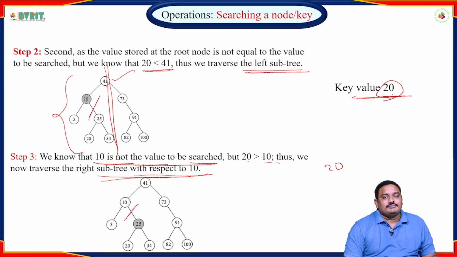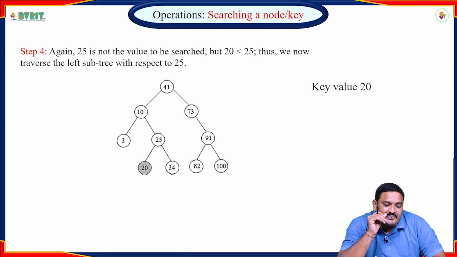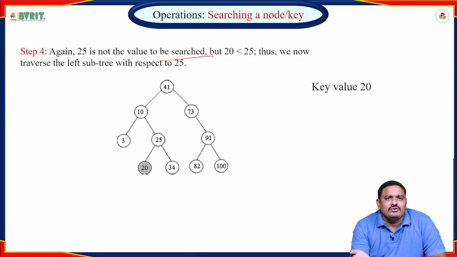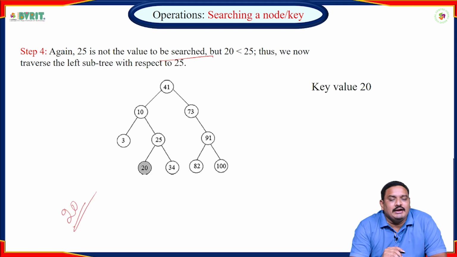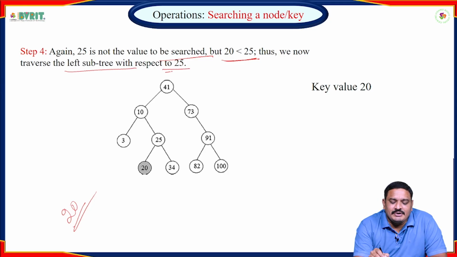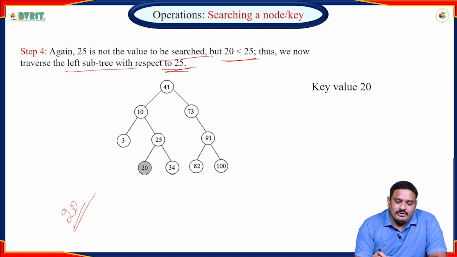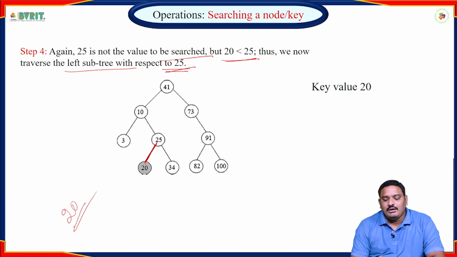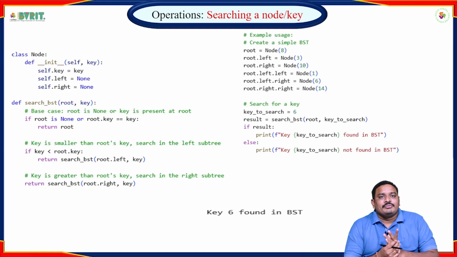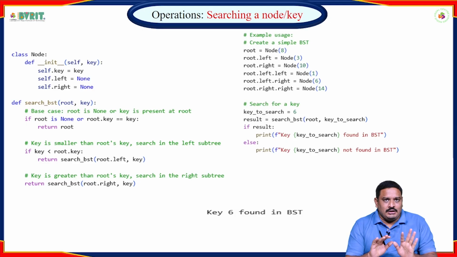The next step, 25 is not the value of the search. We are not searching for 25, we are searching only for the 20 value. So 20 is less than 25. We can now traverse the left subtree with respect to 25. The 20 value is in the left subtree. Okay, now the value is found, so 20 is equal to the searching value. That is the clear example.